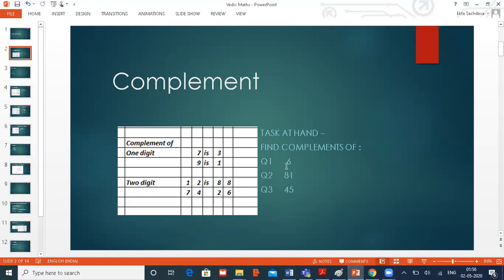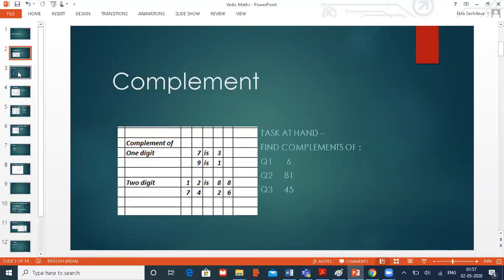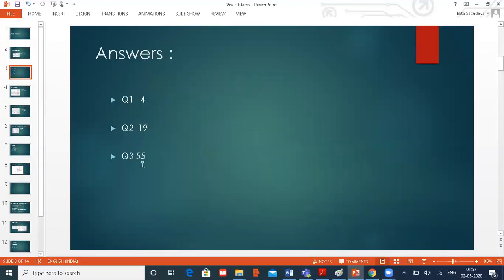So let's do a quick revision. Quickly write down in your copy, take a minute, write down the complements of 6, 81, 45 as question number 1, 2, 3. And here comes the answer. I guess you got it right. So for 6, the complement is 4. For 81, the complement is going to be 19. And the next one is 55. So very simple. So what is a number and what is the complement?